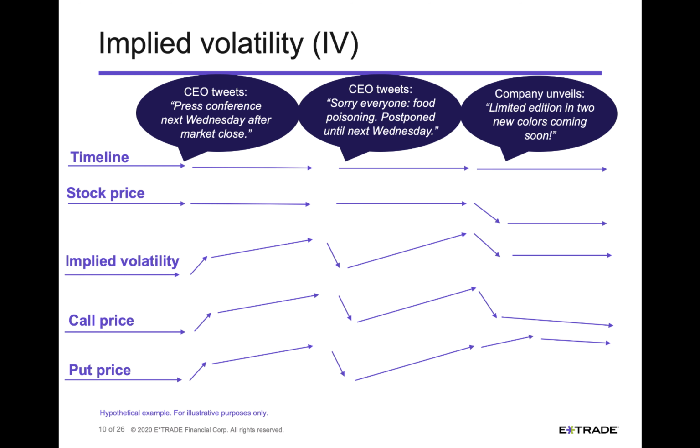So here's what happens. The stock price goes down. Oh, 2 new colors? That's it?